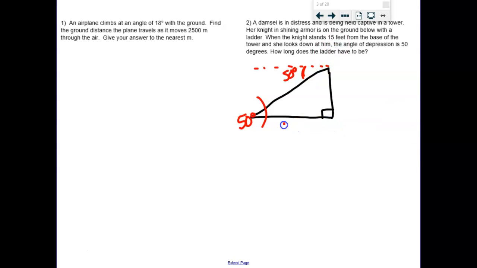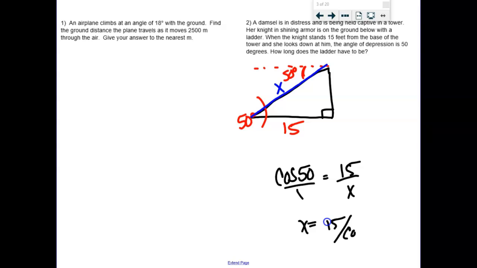15 feet from the base of the tower. Oh, nice and proportional, Abruzzo. Nice job. How long does the ladder have to be? So this, guys, this is the ladder. So we're going to set up cosine. Your mode should be degree. So in degree mode, cosine of 50 equals adjacent over hypotenuse. And if you think about cross multiplying, eventually you're going to end up taking 15 and dividing it by the cosine of 50 degrees. So draw the picture right, set up the right trig ratio, and then execute it properly on your calculator.